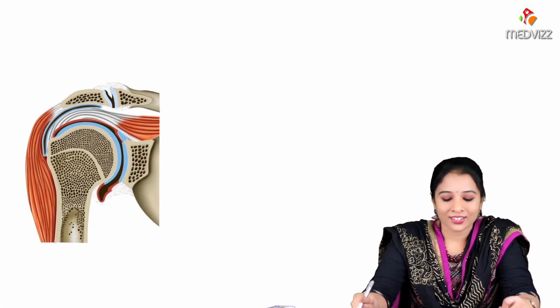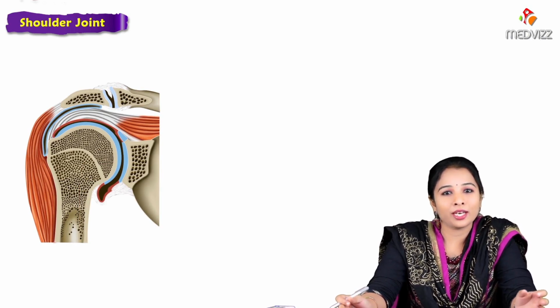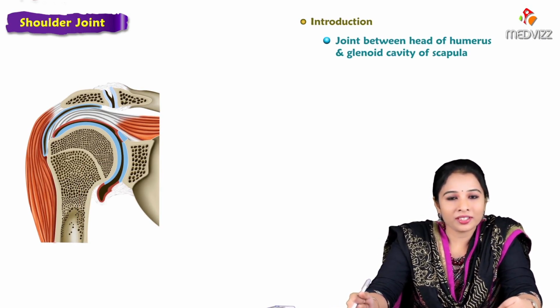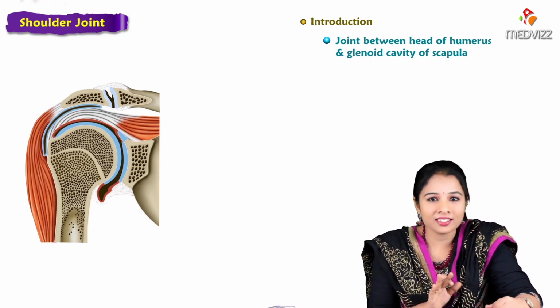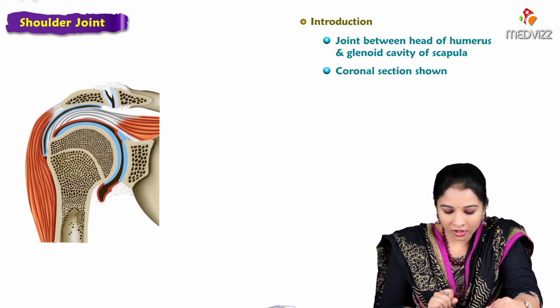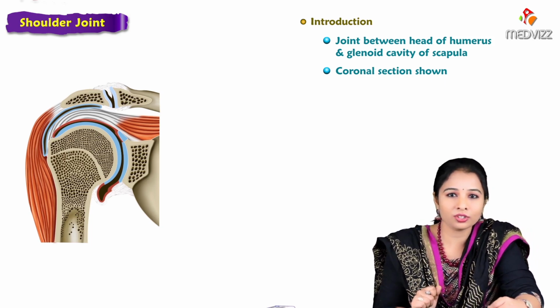Hello students, today we will start the shoulder joint, which is a very important topic in the upper limb. It is the joint between the head of the humerus and the glenoid cavity. Here we can see a coronal section taken through the shoulder joint to expose the articular features and other structures around the shoulder joint.